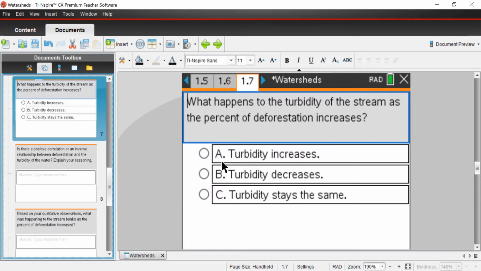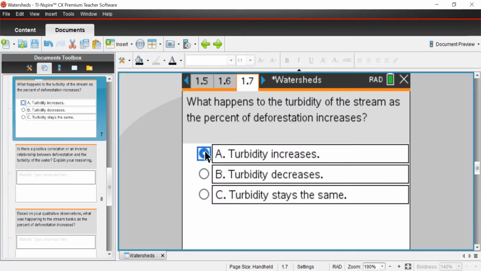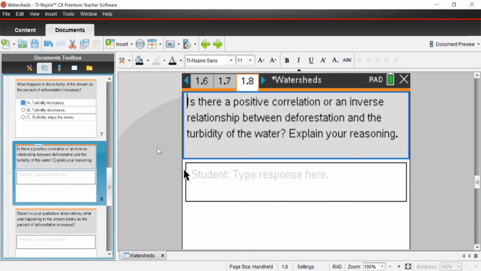Going back, the answer here is increase. As the deforestation increases, so does the turbidity. Okay, page 1.8. Is there a positive correlation or an inverse relationship between deforestation and the turbidity of the water? Explain your reasoning.